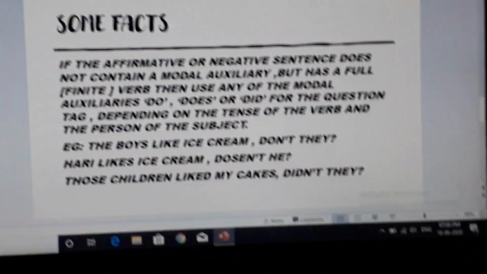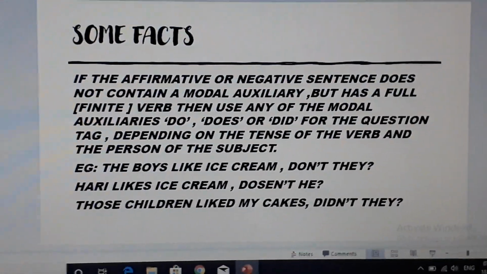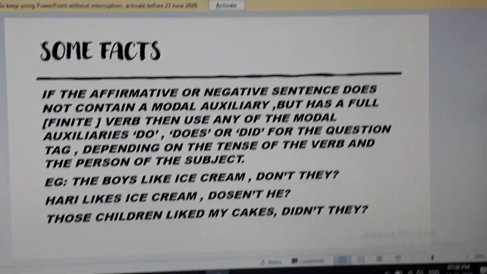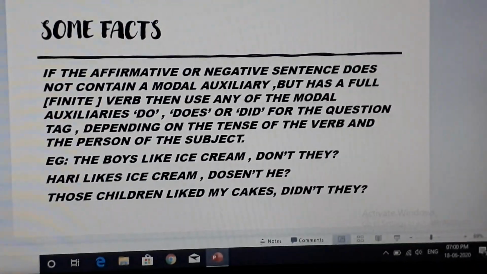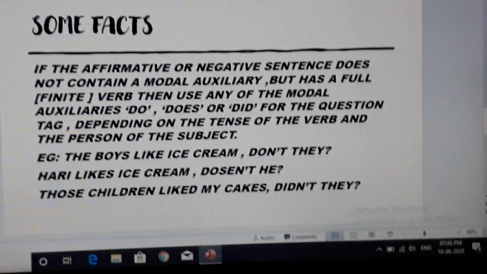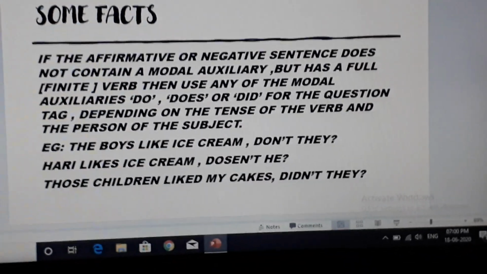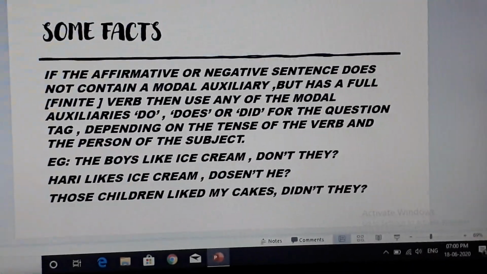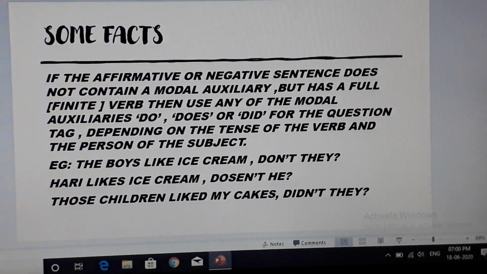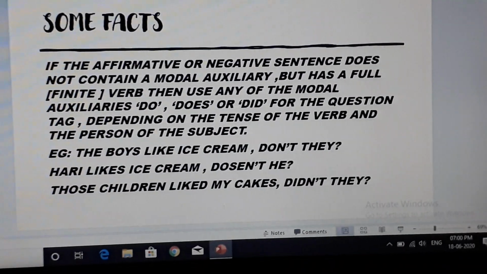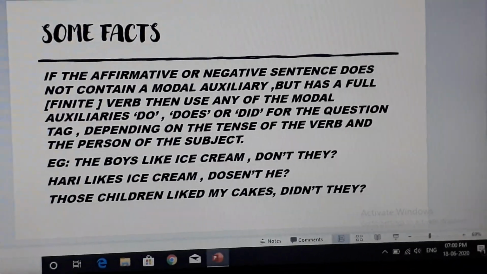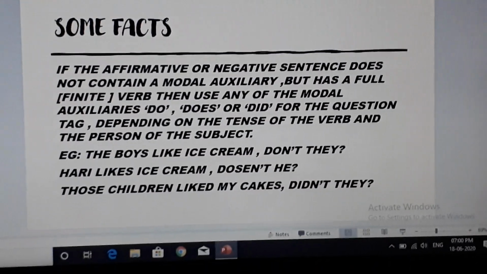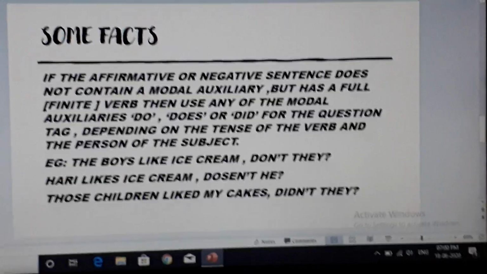For this we have to see if the sentence is in the past tense, then we will be using did or didn't depending on the sentence. If the sentence is present, it is not past, then we have to see the subject of the sentence. If the subject is plural, then we are going to use do or don't. And if the subject is singular, then we are going to use does or doesn't, depending on whether the sentence is positive or negative.